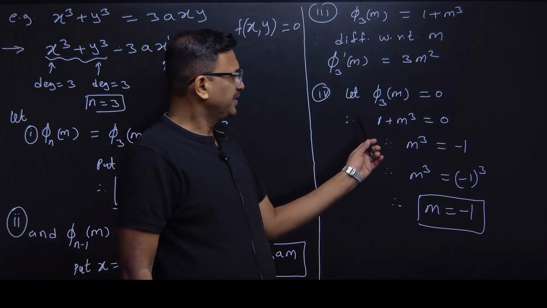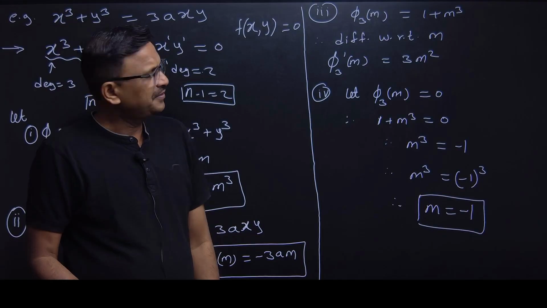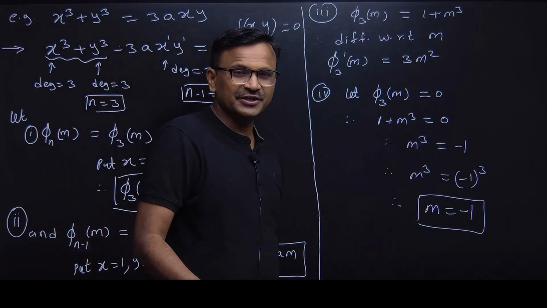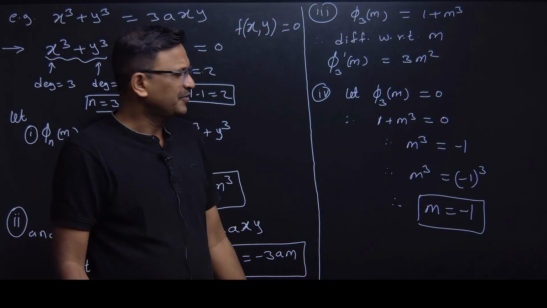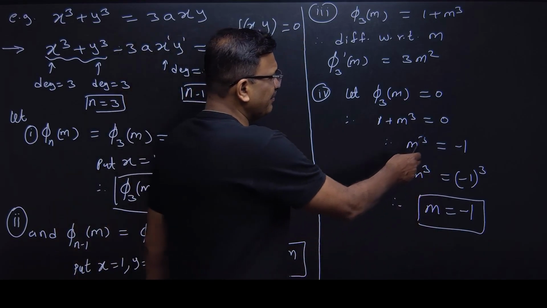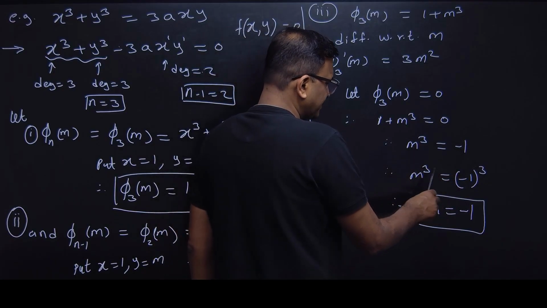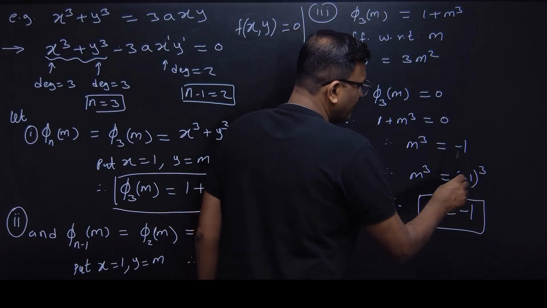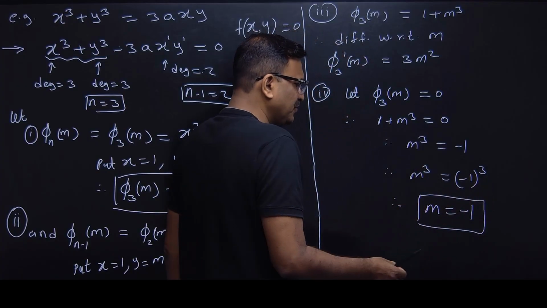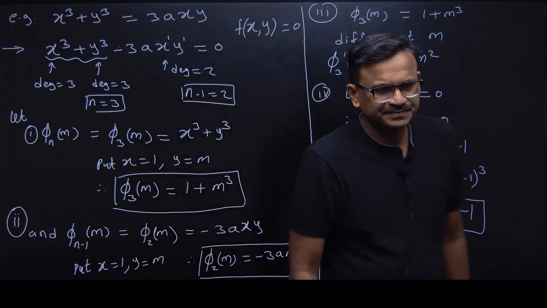See, we can solve this equation in a different way. We can get 3 roots. Even if you solve it on a calculator, we'll get 3 roots. 1 will be real, 2 will be imaginary. We are considering only the real root, minus 1. Or in this simple way I have solved: m cube is minus 1. Minus 1 can be written as cube of minus 1. So m cube is equal to cube of minus 1. So it means that m is equal to minus 1. We have found the slope of the oblique asymptote.